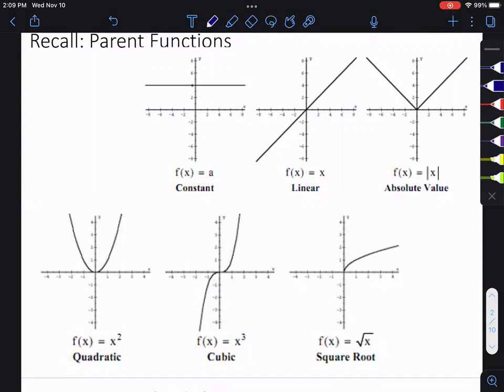Absolute value graphs are going to be important for us today. They look like this, a V-shaped graph. Quadratic, you focused in on Algebra 2, your parabolas. Cubic functions, x to the third power, have that little squiggle in the middle, and then there's square root graphs that look like that last one.